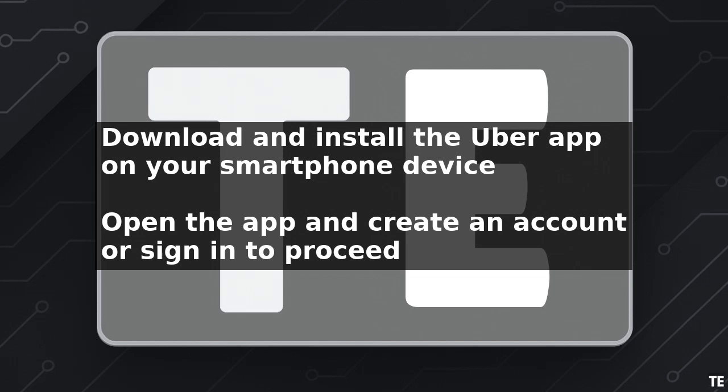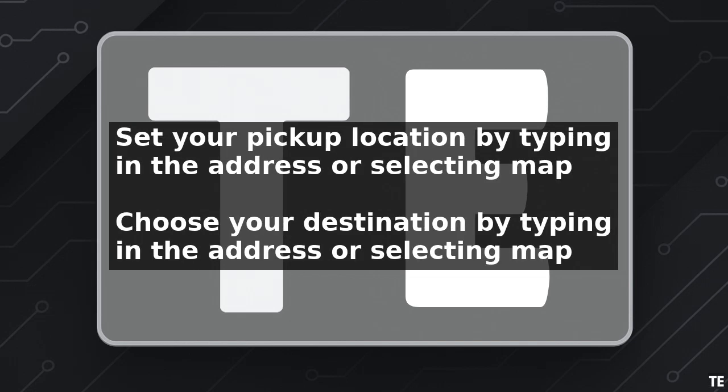You can also choose from a list of suggested locations such as home or work. After setting your pickup location, choose your destination by typing in the address or selecting it from the map. You can also save frequently visited locations such as home or work for easy access.